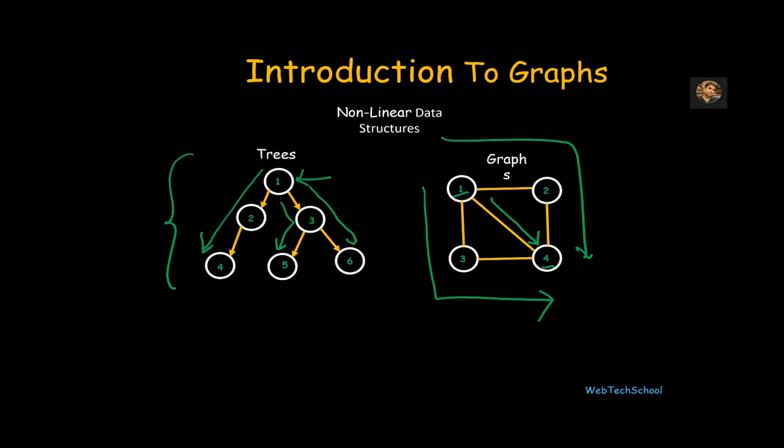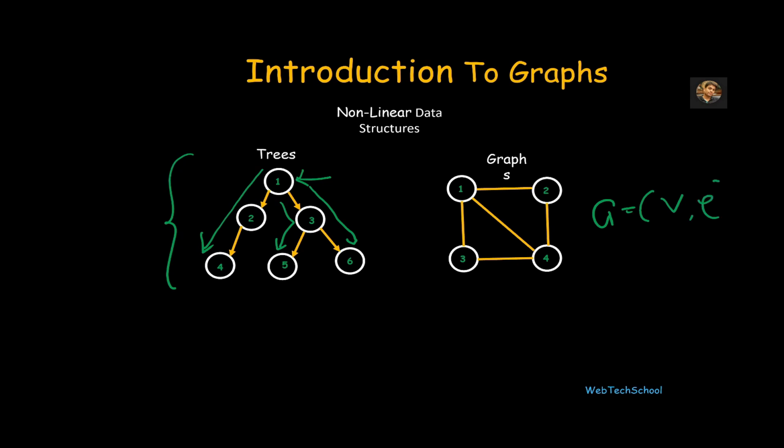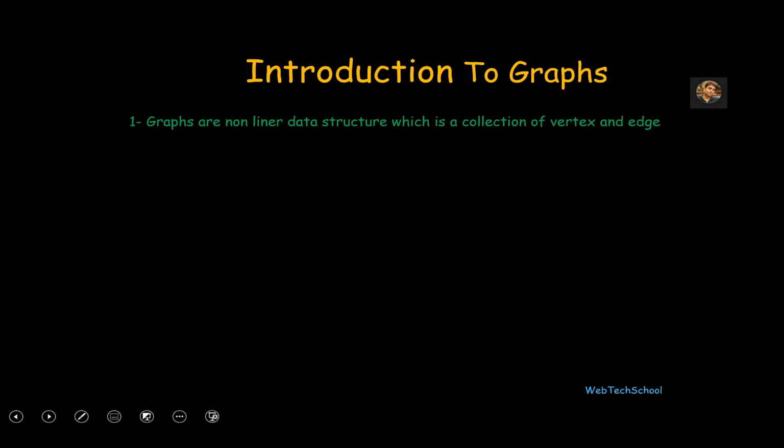Okay, so what are graphs? Graphs are basically a mathematical data structure which is a collection of vertices and edges. So what is a single vertex?